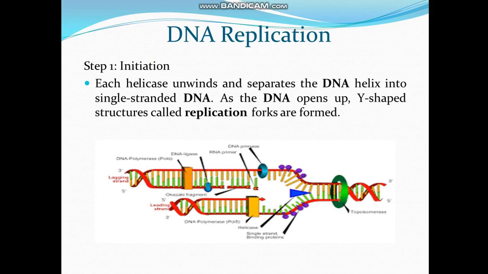Step 1 is the initiation. Each helicase unwinds and separates the DNA helix into single-stranded DNA. As the DNA opens up, Y-shaped structures called replication forks are formed.